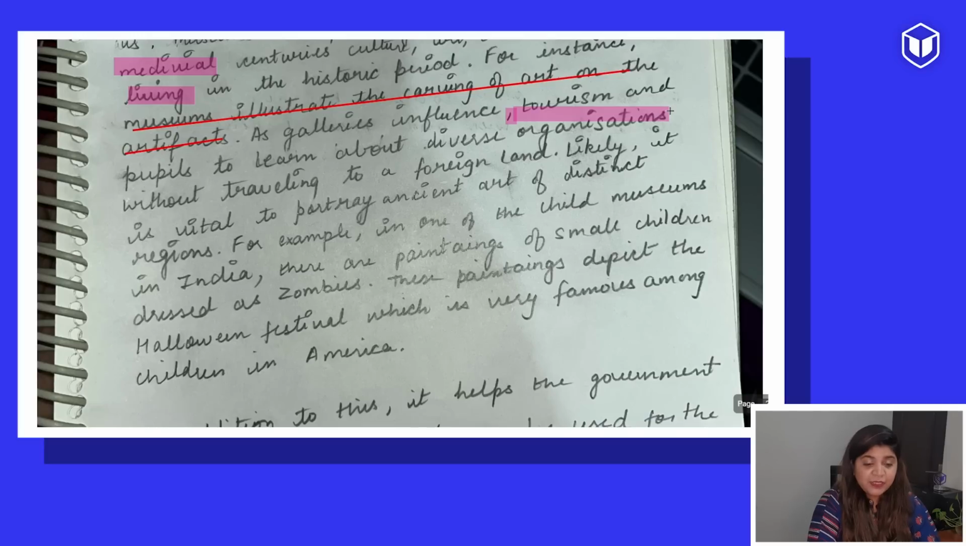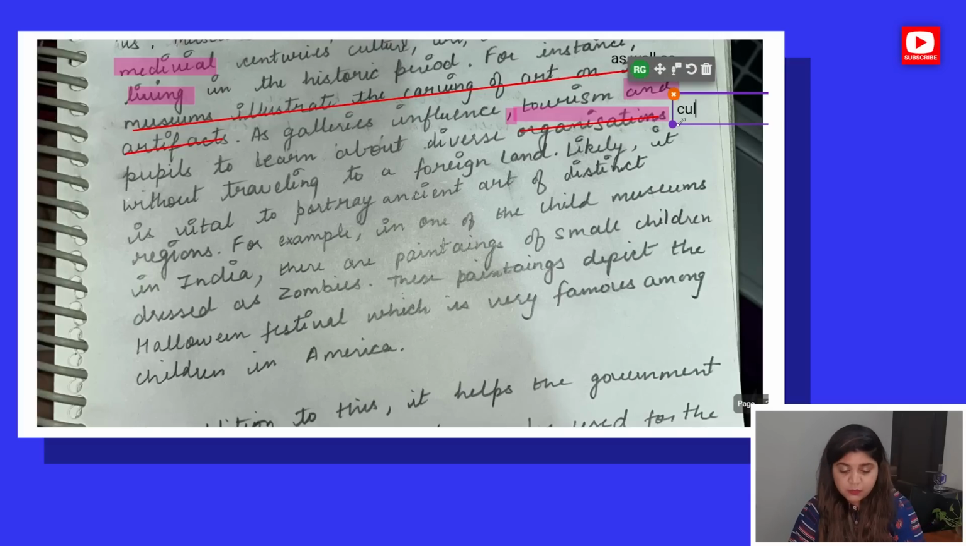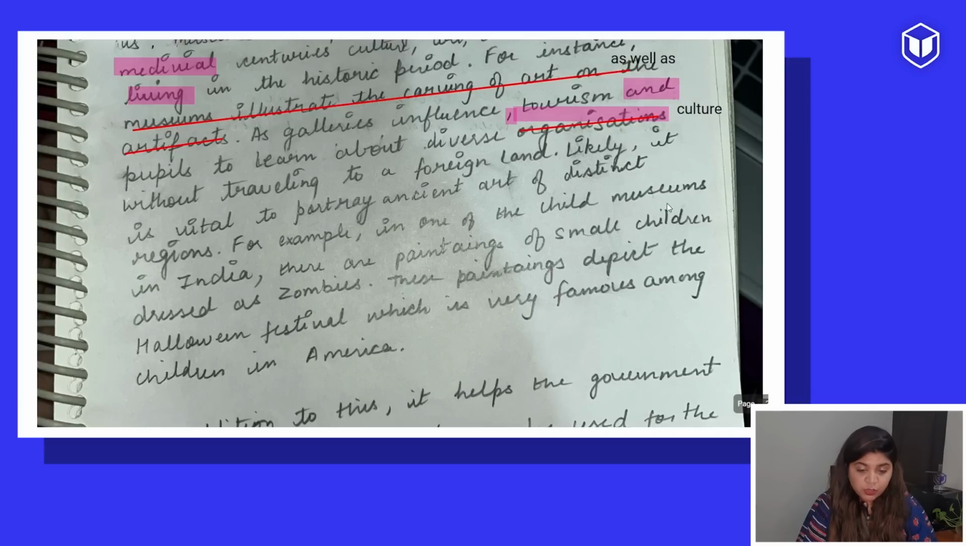"As galleries influence tourism as well as pupil." Okay, instead of "and," "as well as" could be used here. A better sentence formation, no? "As well as pupils to learn about diverse culture." Don't you think instead of organization, culture would be a better word here? So, about diverse culture without traveling to a foreign land.